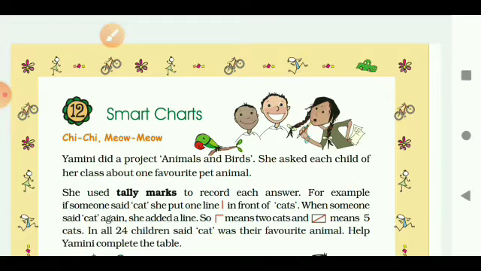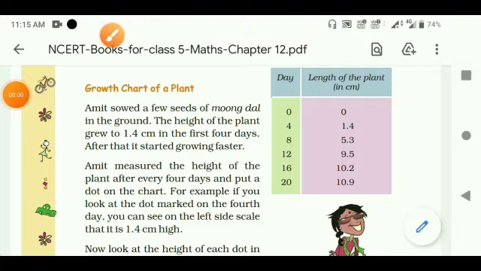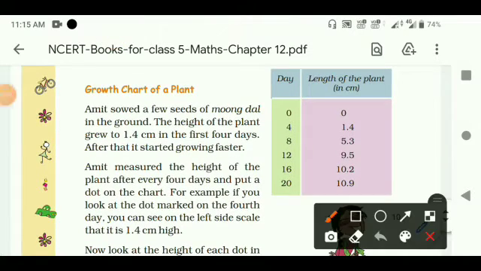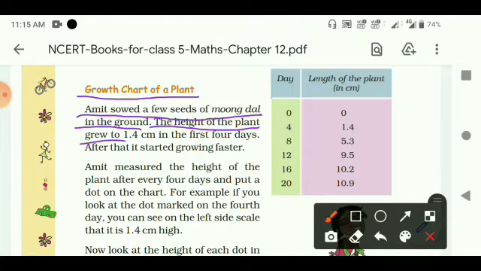We are studying chapter number 12, Smart Charts. Let us continue with the topic Growth Chart of a Plant. Amit sowed a few seeds of moong dal in the ground. The height of the plant grew to 1.4 centimeter in the first 4 days. After that, it started growing faster.